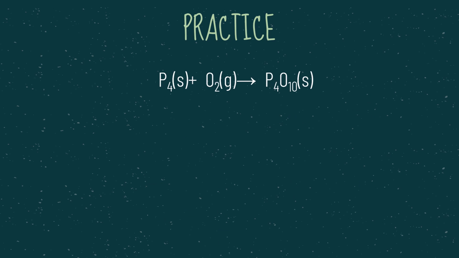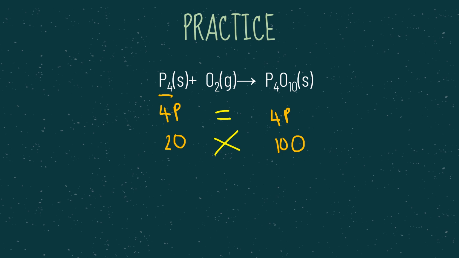So now let's move on to another practice question. In this question, we have phosphorus adding oxygen to give us phosphorus oxide. You can pause the video to give it a try. First things first, we're going to count the numbers. We have 4 P's because it's P4, and we have 2 O's because it's O2. On the product side, we have 4 P and 10 O's. So the number of phosphorus is equal, so that's good. However, the number of oxygen is not equal.